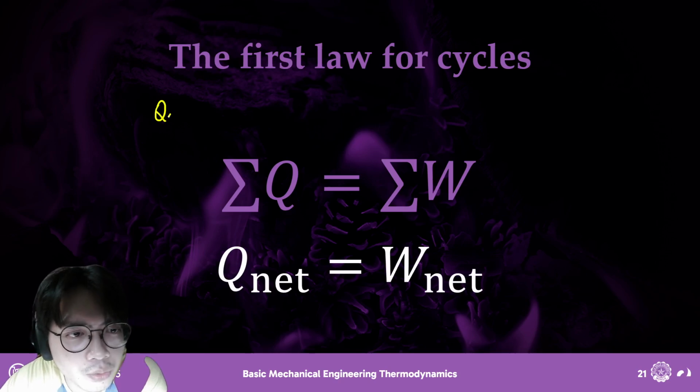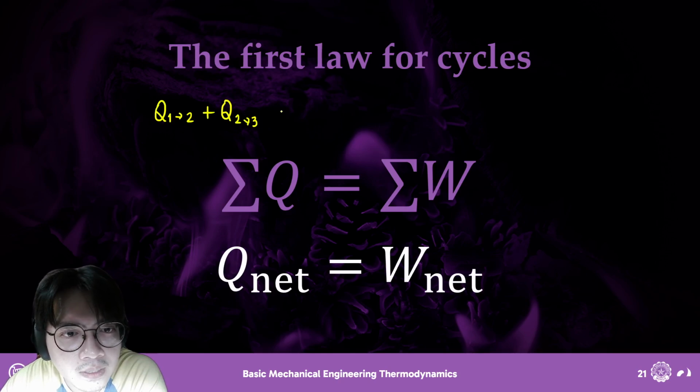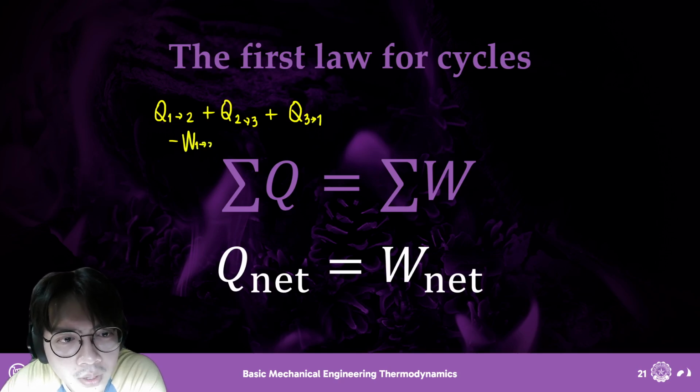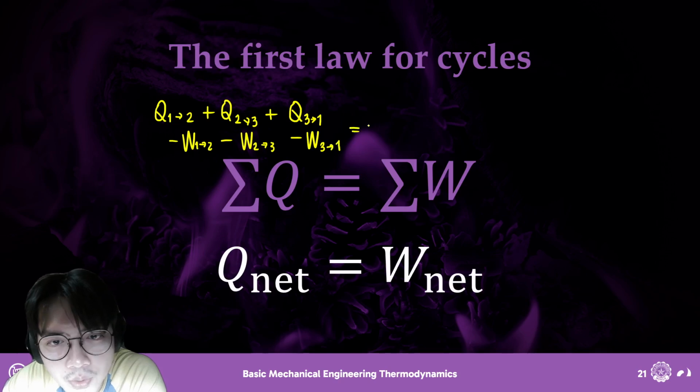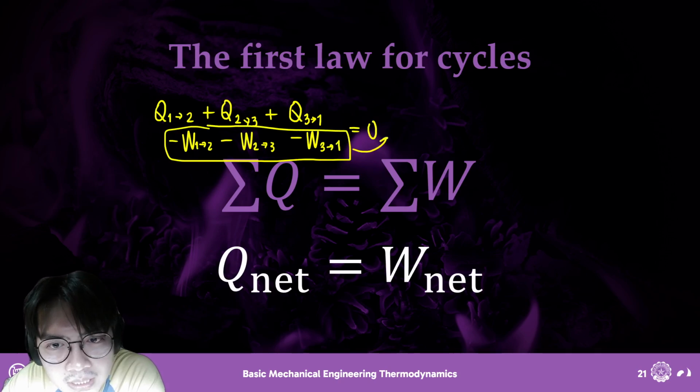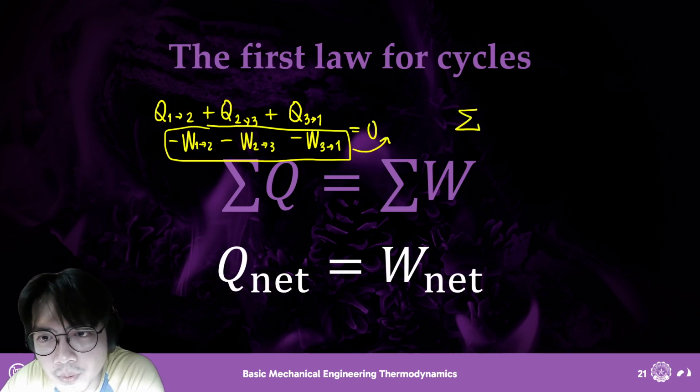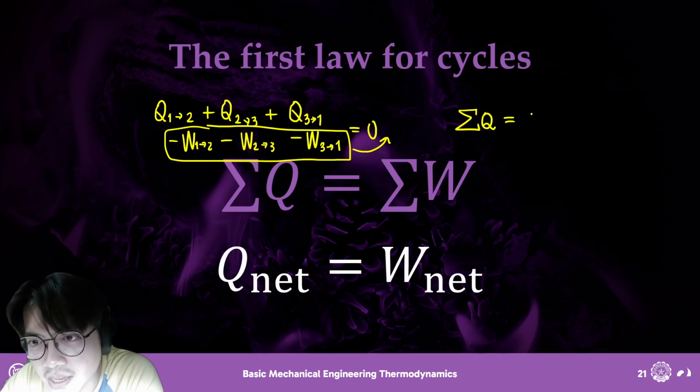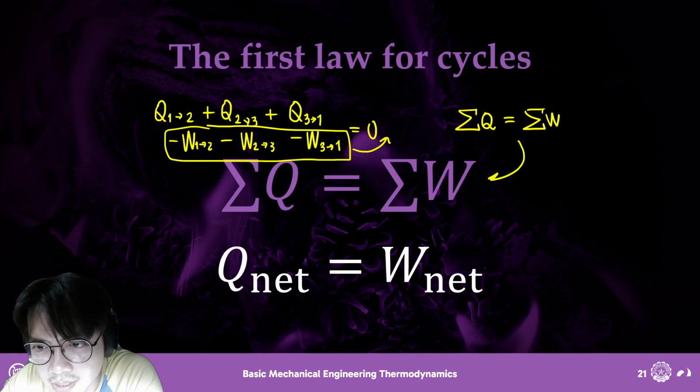that your Q1 to 2, plus your Q2 to 3, plus your Q3 to 1, sorry, 3 to 1, minus your work 1 to 2, minus your work 2 to 3, minus your work 3 to 1 is equal to 0. If you then put all of these on the other side, what you will see is that you just add up all of the heats, and they are equal to all of the works, which is this thing.